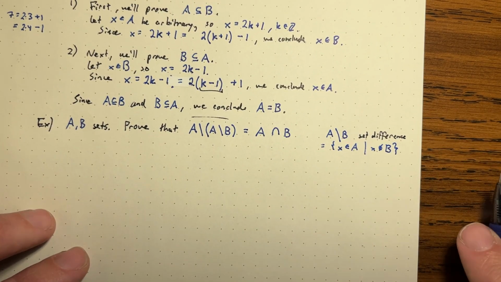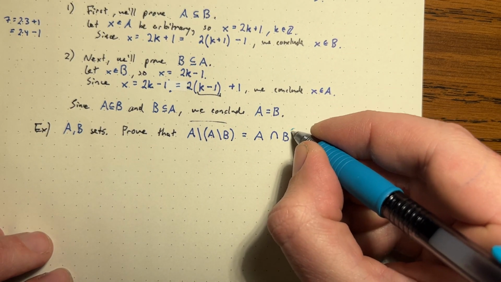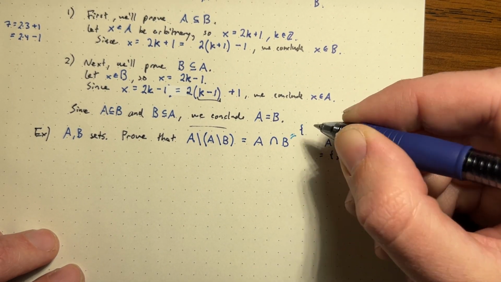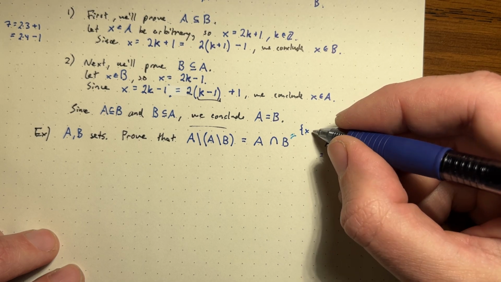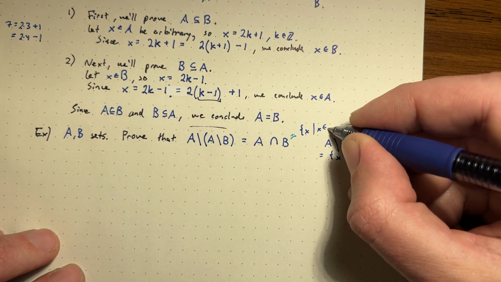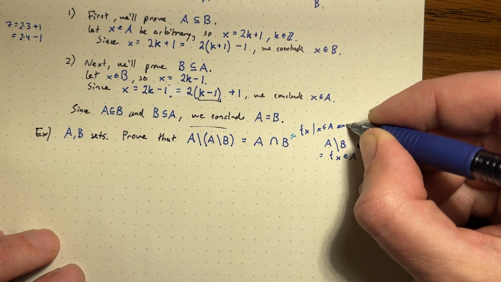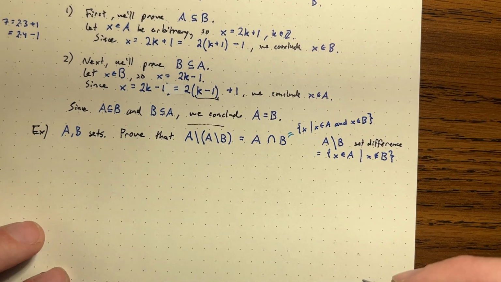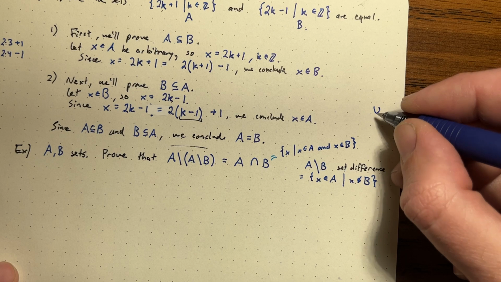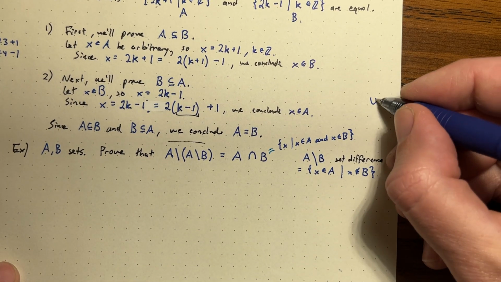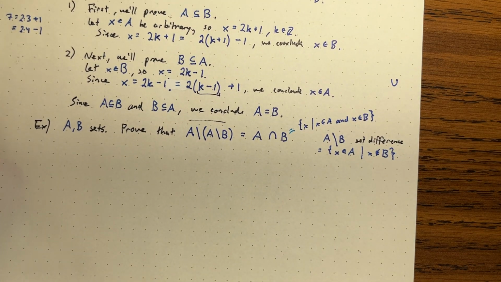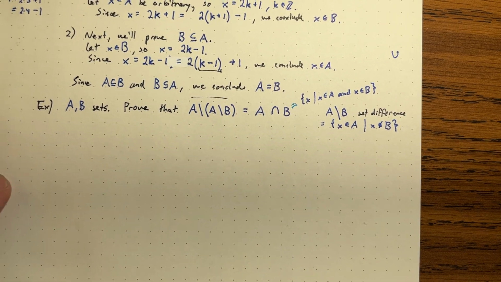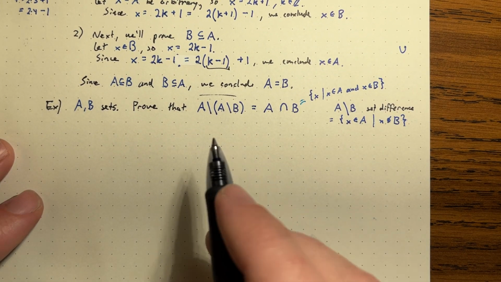And what does this mean? This means all the x such that x is in A and x is in B. It's the intersection. The other one was the union. This is where it's x in A or x in B. This is our intersection. And this is our set difference. Okay. Let's actually prove something about that.